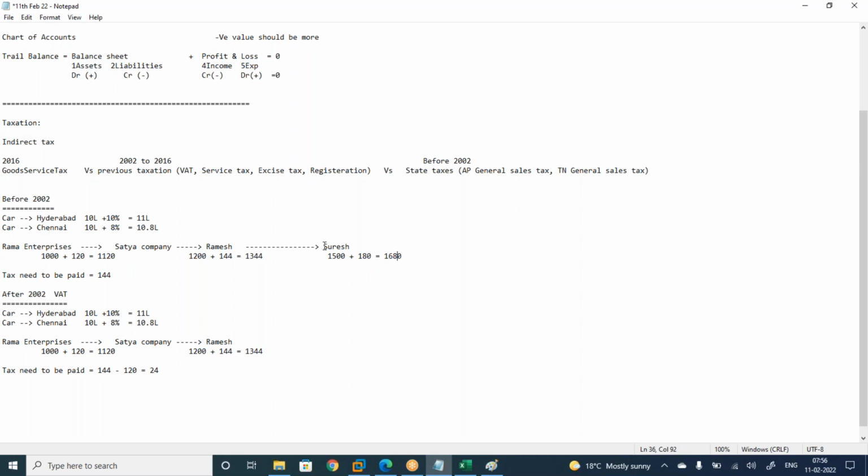Then Suresh needs to pay 180 rupees or dollars, whatever it may be, to the government, and Ramesh also needs to pay 144. But in the new taxation, 180 minus 144 is 36, and only that 36 is paid by Suresh. Got it? The old taxation and the new taxation.